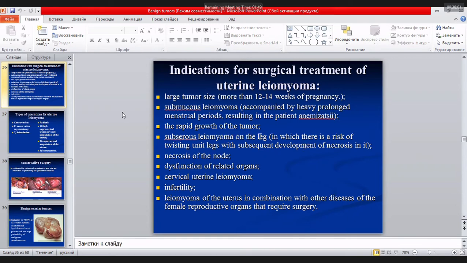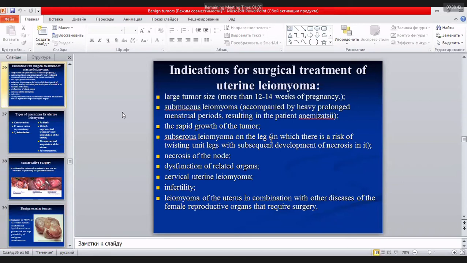Subserous fibromyoma on a pedicle, on a leg: we recommend operative treatment for the patient, because it looks like a bomb in the organism of the pregnant woman. At any minute, for example, due to physical effort, torsion, or trauma, or rupture, there may be torsion of this fibromatous node on the pedicle, and we at once receive the clinical picture of irritation of the peritoneum, developing peritonitis if we don't do the operation in time.